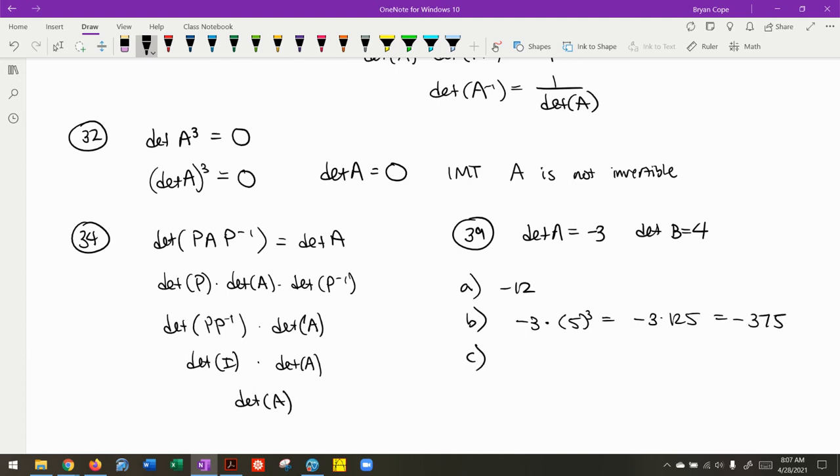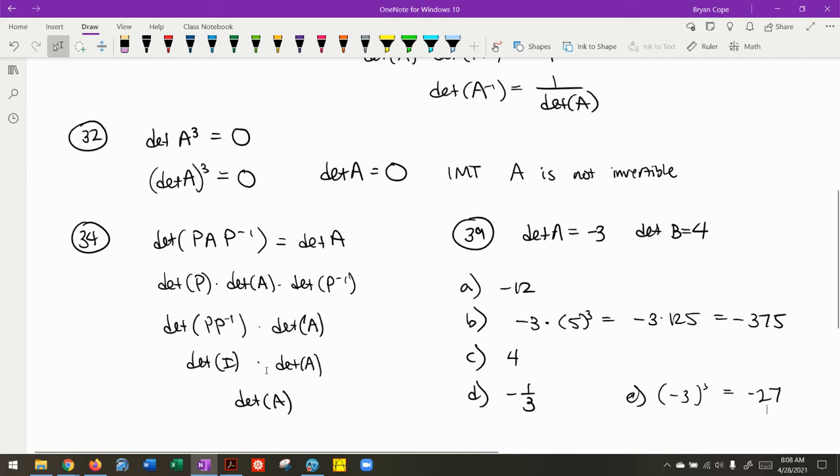C, determinant of B inverse. It's the same as the determinant of B, so the answer is 4. D, determinant of A inverse is 1 over the determinant of A. So that's negative 1/3. And then E, determinant of A to the third is just the determinant of A times itself 3 times. So that would be negative 3 to the third, or negative 27. All right, that's it for section 3.2.